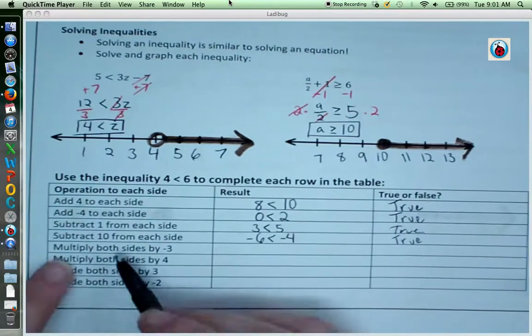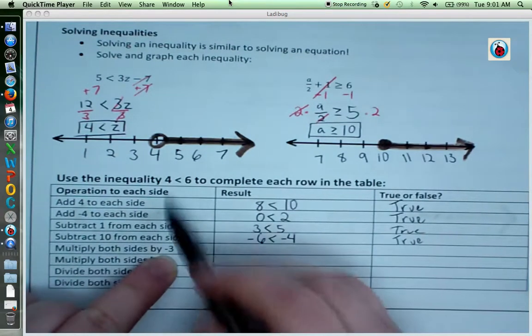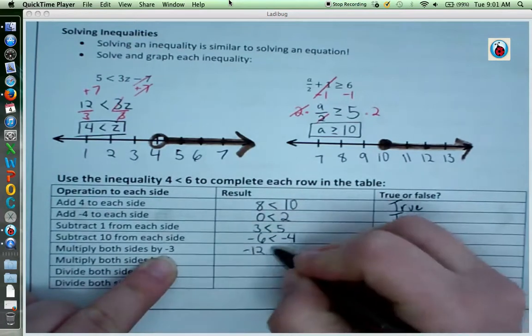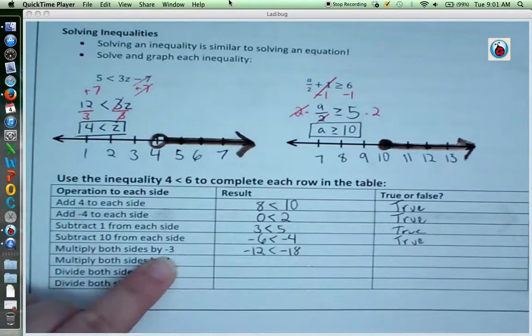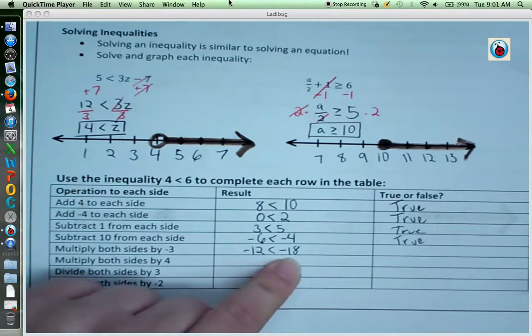Now let's try multiplying by some numbers. Multiply both sides by negative 3. Okay, negative 3 times 4 is negative 12. Negative 3 times 6 is negative 18. So now I have negative 12 is less than negative 18. Is that true or false?